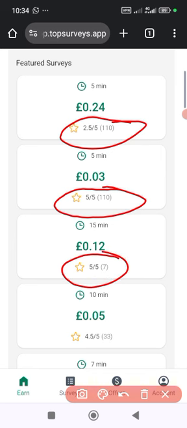Okay, so sometimes this is how I assess and analyze the success I'll gain. And then I also check the time. What is the reward? 0.05, 10 minutes.